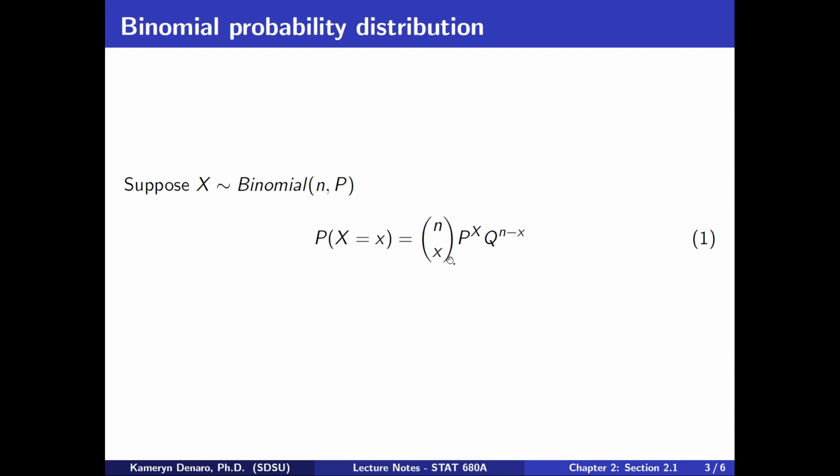So this first piece, the N choose x, tells us the number of combinations possible of having x successes in N trials. And then p is our probability of success raised to the number of successes. q, our probability of failure, raised to the number of failures, will give us our overall probability.